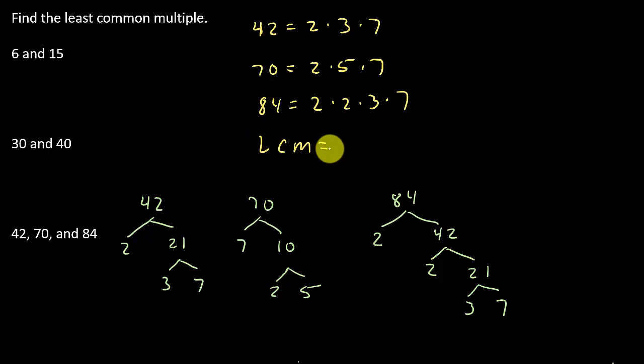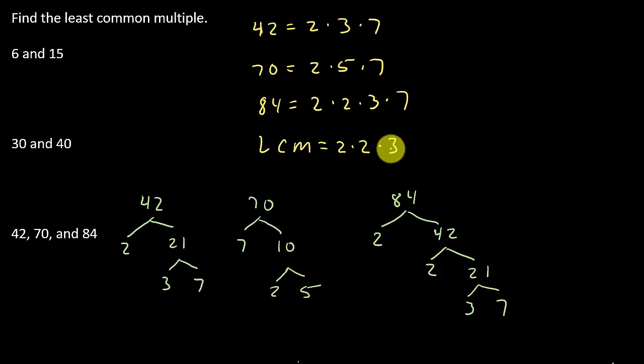We use it the most number of times it appears in one of them. So let's look at the 2. So here the 2 appears once, here the 2 appears once, and here the 2 appears twice. So we use it 2 times. Now let's look at the next different factor, the 3. So here it appears once, here it appears 0, and here it appears once. So the most it appears in one of them is once, so we use it 1 time.